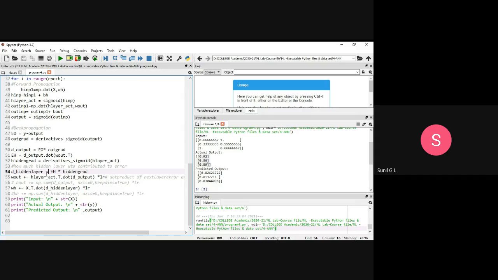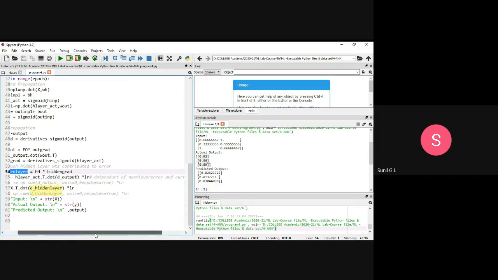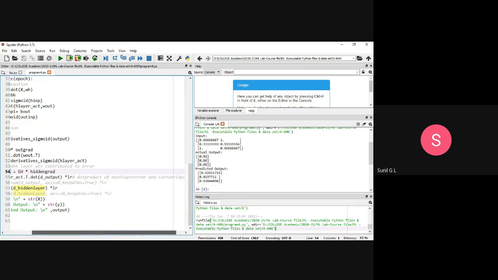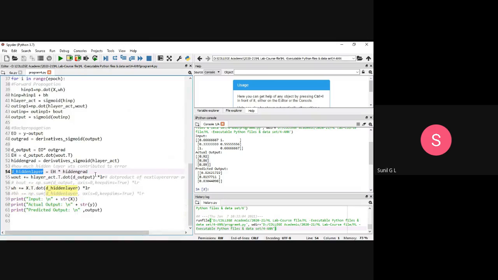So this is for the hidden layer values. After getting the hidden layer values, we need to update the weights. We take the dot product of the next layer and the current layer, and by multiplying with the learning rate, we are updating the weights.